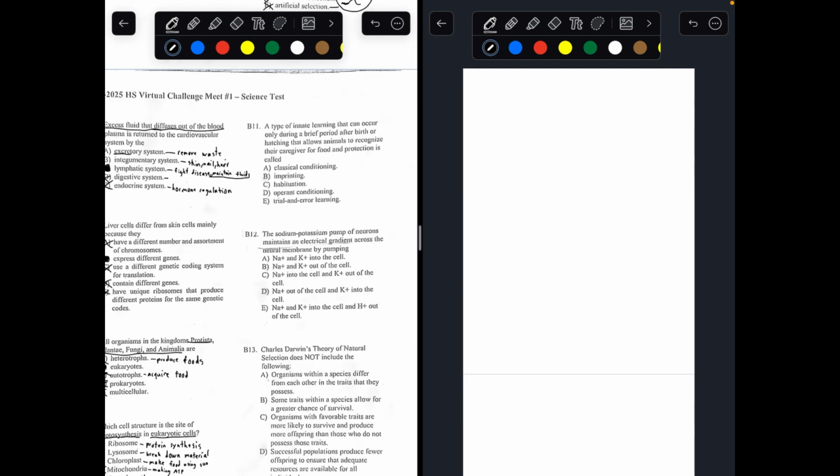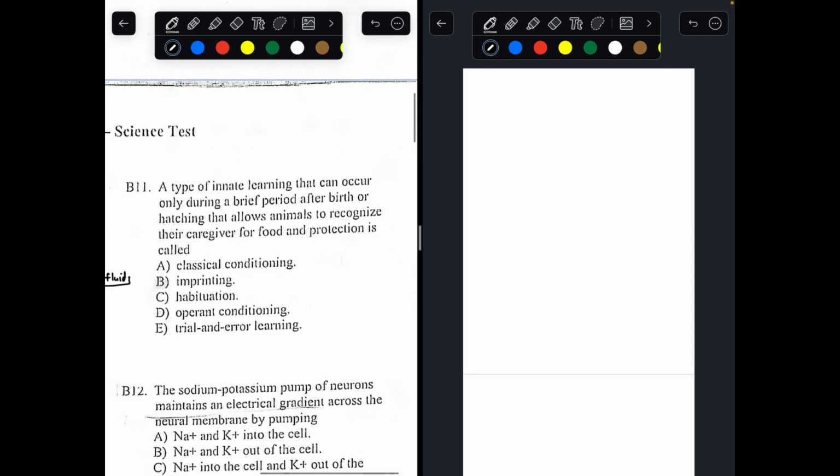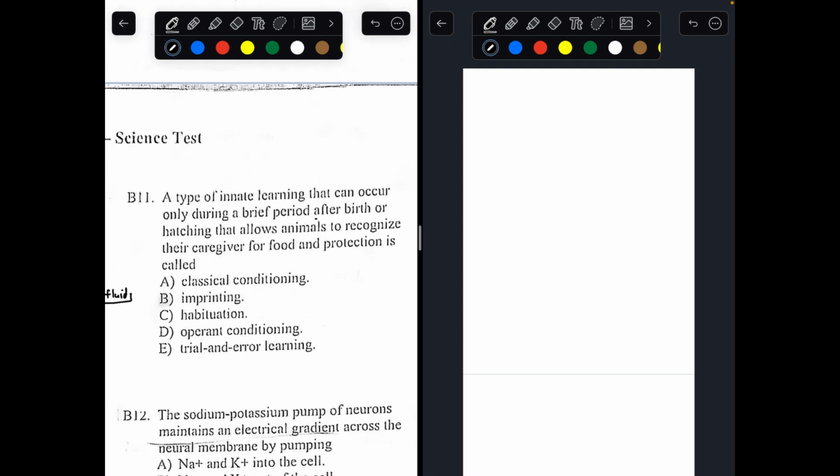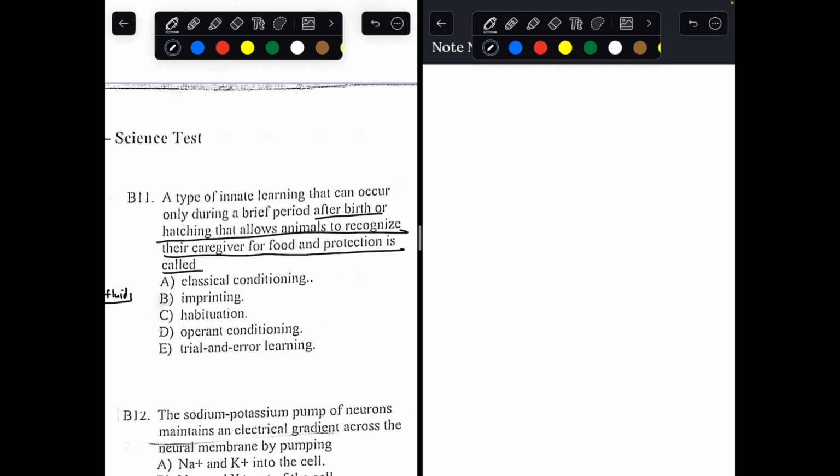Number 11. A type of innate learning that can only occur during a brief period after birth or hatching that allows animals to recognize their caregiver for food and protection is called what? So when an animal hatches, it sees its mother and decides to follow its mother around so the mother can protect the animal and provide it food. That's what the question is talking about. And which of the following answer choices best aligns with that definition?